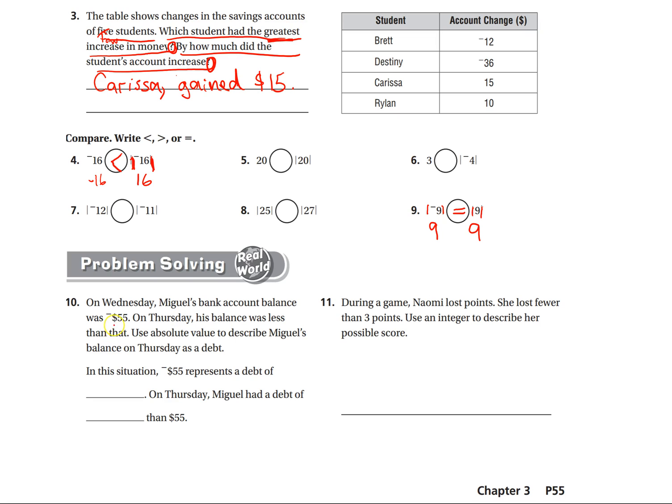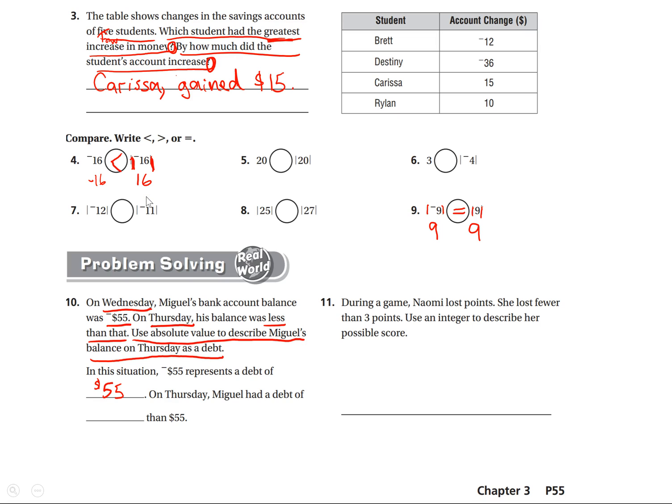Miguel's bank account balance was negative $55 on Wednesday. On Thursday, his balance was less than that. Use absolute value to describe Miguel's balance on Thursday as a debt. So in this particular situation, negative 55 represents a debt of $55. That's how much he owes. On Thursday, Miguel had a debt of, and it says his balance was less than that. So if he has less money than that, he owes more money. He owes more than $55.